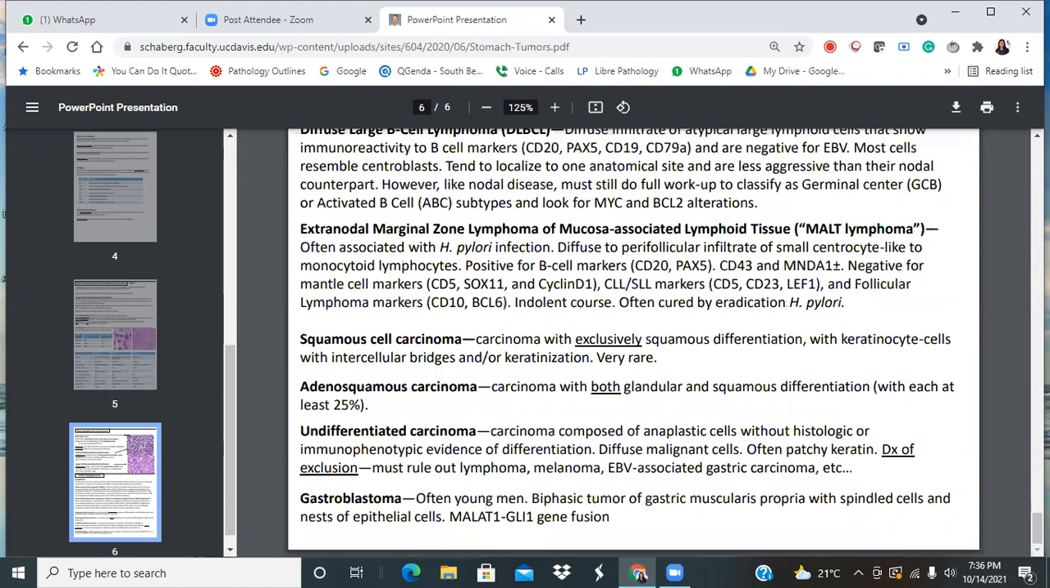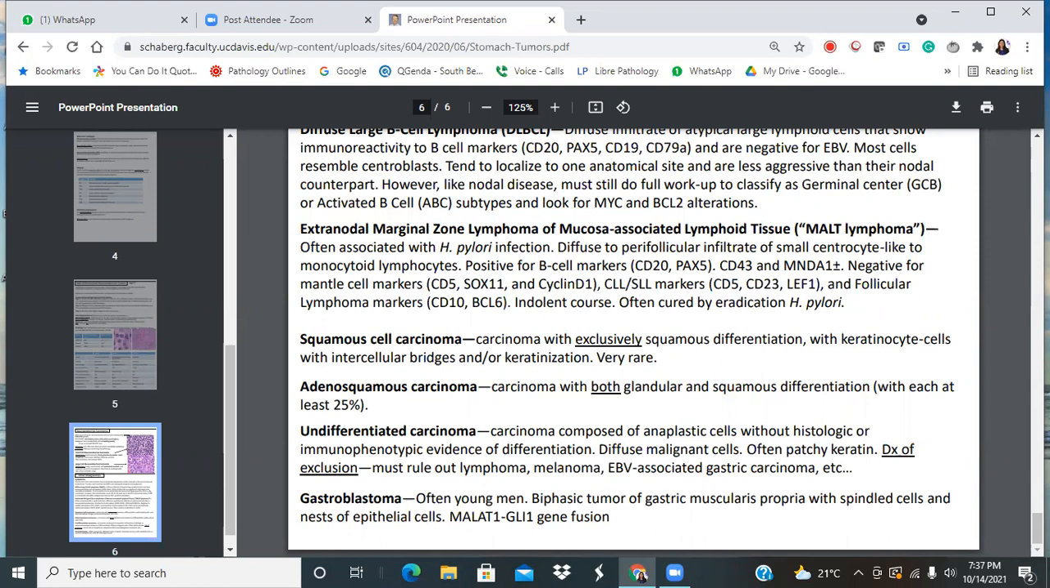Okay, squamous cell carcinoma: carcinoma with exclusively squamous differentiation with keratinocyte-like cells and intercellular bridges and/or keratinization, very rare. Adenosquamous carcinoma: carcinoma with both glandular and squamous differentiation, with each at least 25%. Undifferentiated carcinoma: carcinoma composed of anaplastic cells without histologic or immunophenotypic evidence of differentiation. Diffuse malignant cells, often patchy keratin. It's a diagnosis of exclusion. You must rule out lymphoma, melanoma, EBV-associated gastric carcinoma.